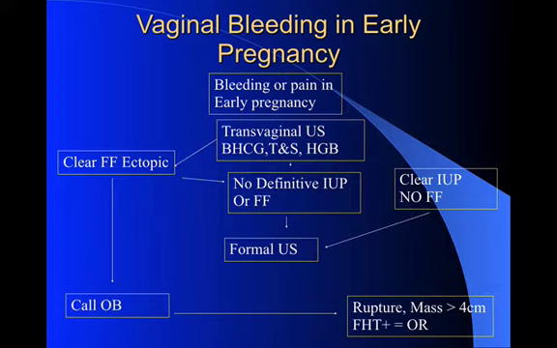So if you see an ectopic and it's ruptured, or you have a mass greater than 4 centimeters, or you have fetal heart tones, usually these patients need to go to the operating room. Otherwise, they may try methotrexate, which does have about a 20% failure rate. So even if a patient has been treated for an ectopic and they come in with severe pain, you still need to worry that the methotrexate did not work and they have now ruptured the ectopic.